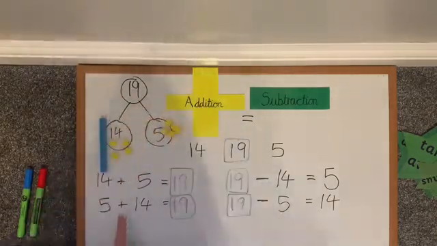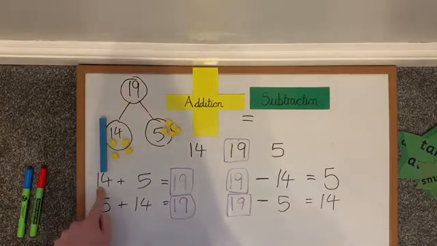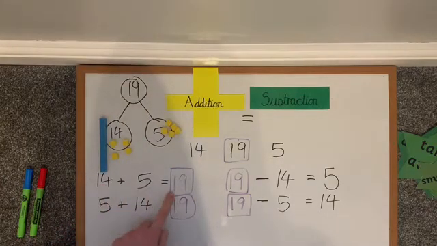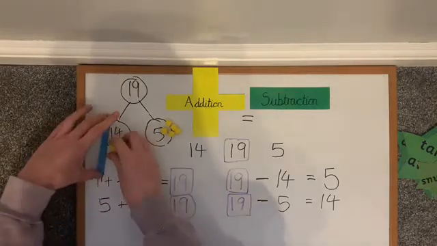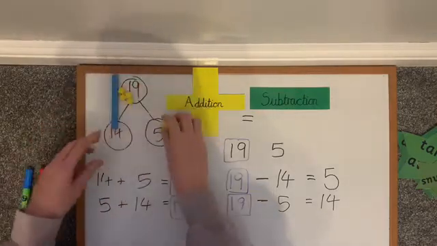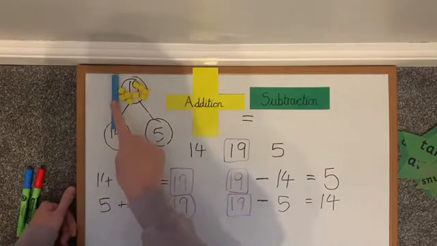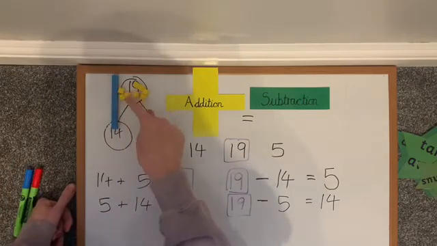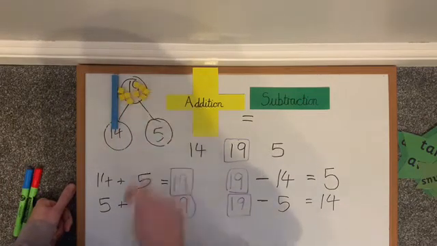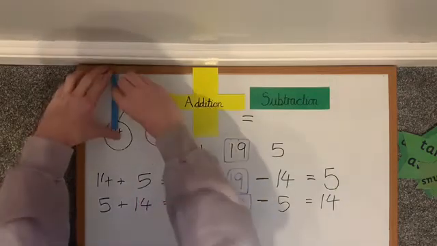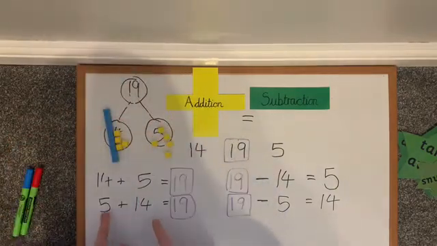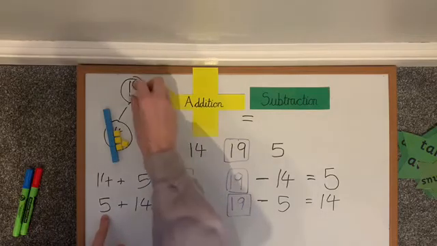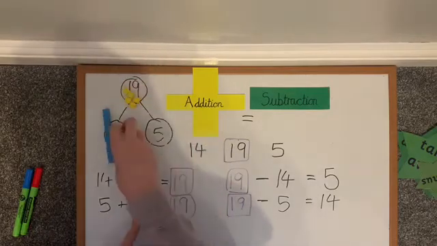Okay, so let's start with the adding number sentences first. I've put that 14 plus 5 equals 19. So I've got 14, I've got 5. If I add them together, then it should give me 19. 10, 11, 12, 13, 14, 15, 16, 17, 18, 19. Well, that definitely works. So now I'm going to try my other adding number sentence. This time I'm going to start with a 5. I'm going to add the 5 and then I'm going to add the 14.